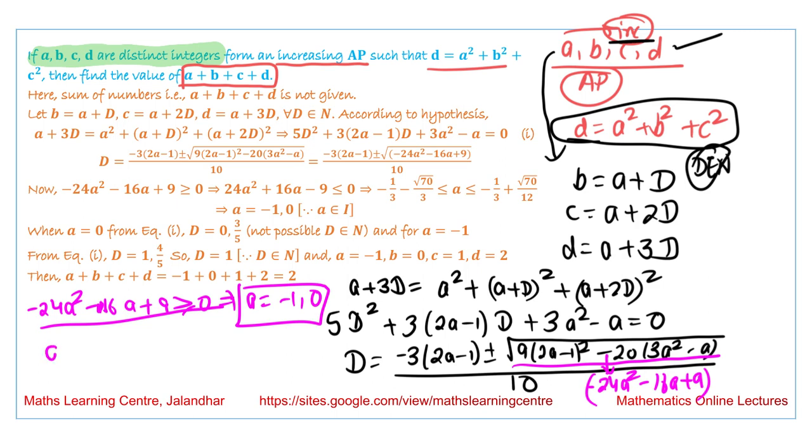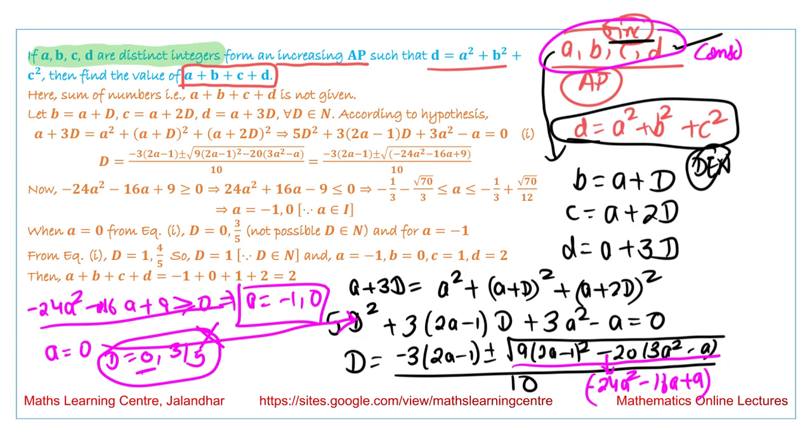Now if we substitute A is equal to 0 in this equation, the discriminant will become equal to 0 and 3 by 5. Clearly both these values of D are not possible, because if D is 0, then this AP will become a constant AP, but it is given that it is increasing, so A is equal to 0 is not possible. Further, if we substitute D is equal to 3 by 5, it will give us non-integer answers.